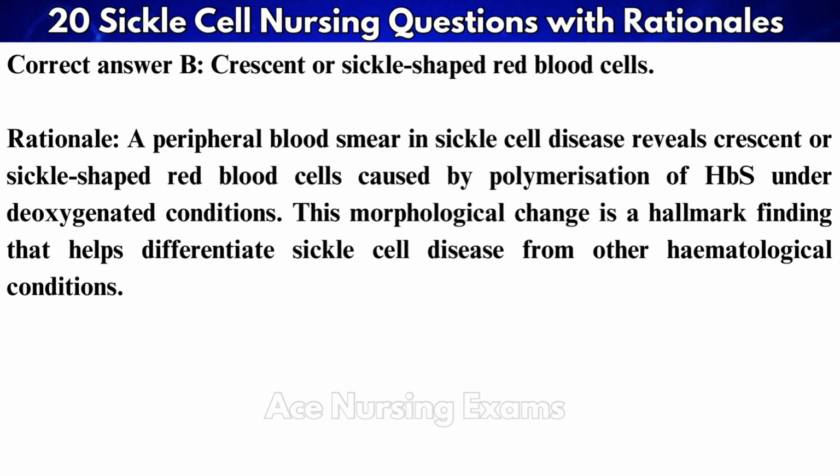The correct answer is B. Crescent or sickle-shaped red blood cells. A peripheral blood smear in sickle cell disease reveals crescent or sickle-shaped red blood cells caused by polymerization of HbS under deoxygenated conditions. This morphological change is a hallmark finding that helps differentiate sickle cell disease from other hematological conditions.